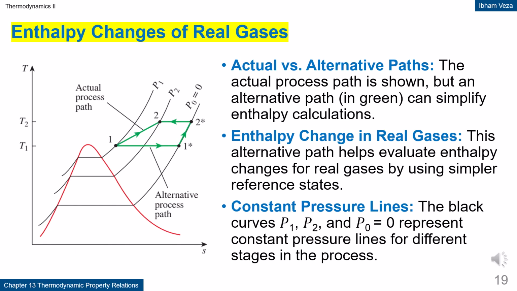Enthalpy changes of real gases. For real gases, enthalpy changes can be evaluated using an alternative path that is easier to analyze. This path uses simpler reference states, such as near-zero pressure conditions. Physically, this does not change the final result because enthalpy is a state function. This approach is very practical in engineering calculations. This concept forms the basis for using enthalpy departure charts.